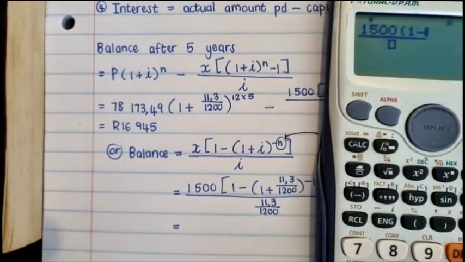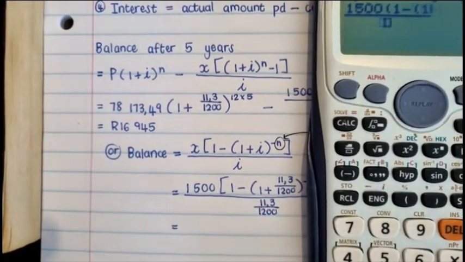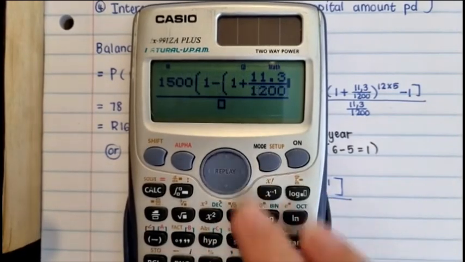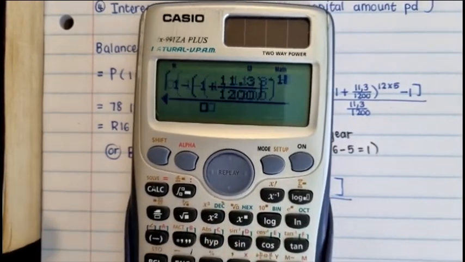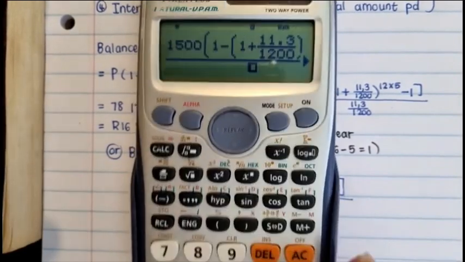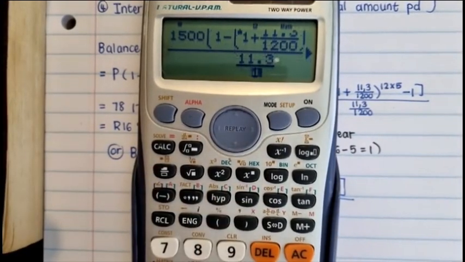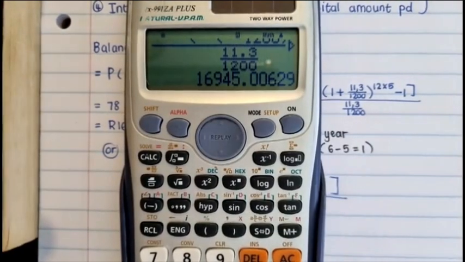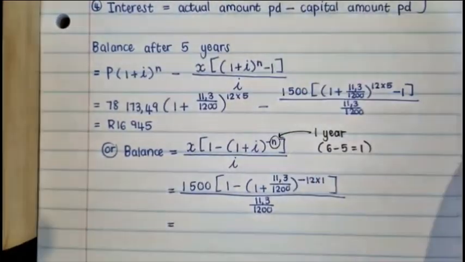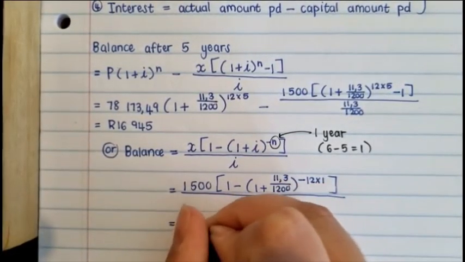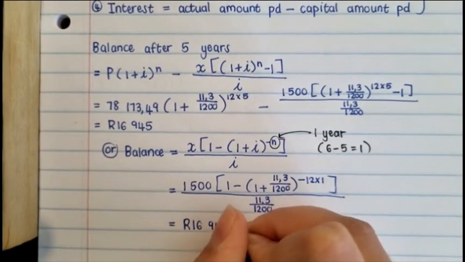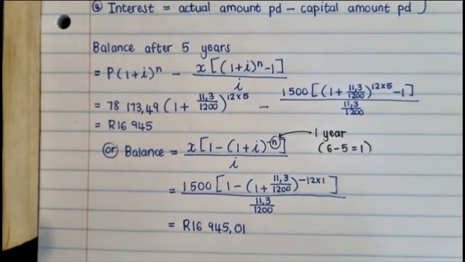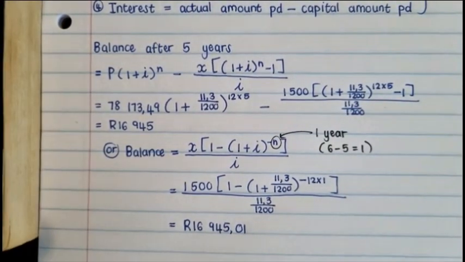So we're doing 1 minus, and then our bracket there, 1 plus 11.3 over 1,200 to the power of negative 12. And that is then divided by 11.3 over 1,200. And we get, so it's going to be comma 01, which is also fine. It doesn't matter. You can use either of these methods. I did check the memo, like I said already, and they had both options on the memo. So you won't lose marks for using a specific method.